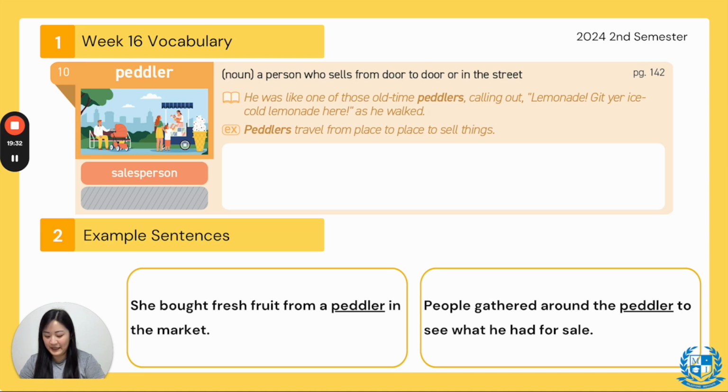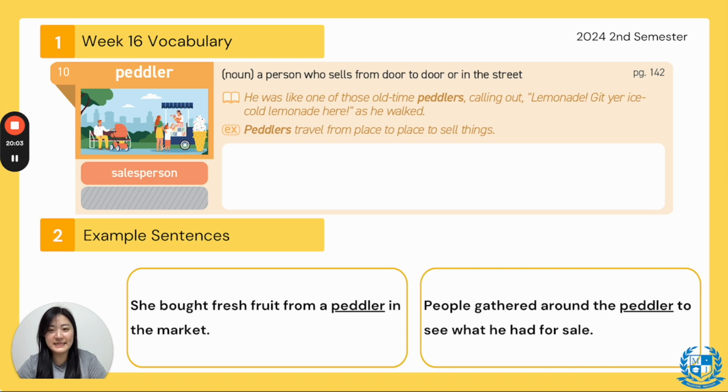Now, let's go to page 134 for number 10. Everyone say peddler. Peddler. The synonym is salesperson, and it is a noun. It's a person who sells from door to door in the street. So they don't just sell outside. Usually, a peddler can be a person who goes door to door and tries to sell it to you. Or we can also say if there was a peddler at the market. It's just someone who's trying to sell something.